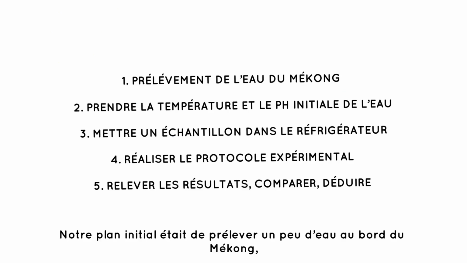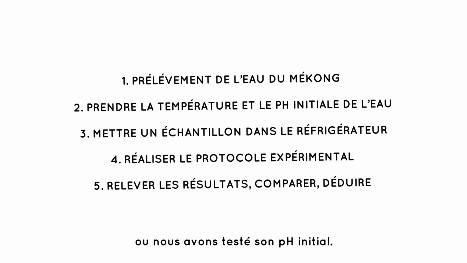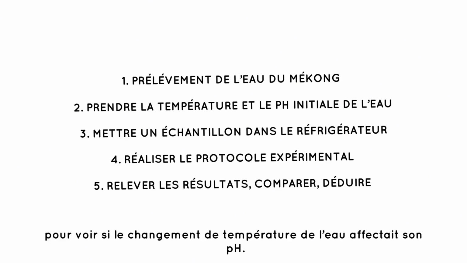Our initial plan was to withdraw some water from the edge of the Mekong, where we tested its original pH level, then separate it into two test tubes, one to go into the refrigerator and the other to keep at room temperature. We then needed an experimental protocol to see if the change in water temperature affected its pH level.